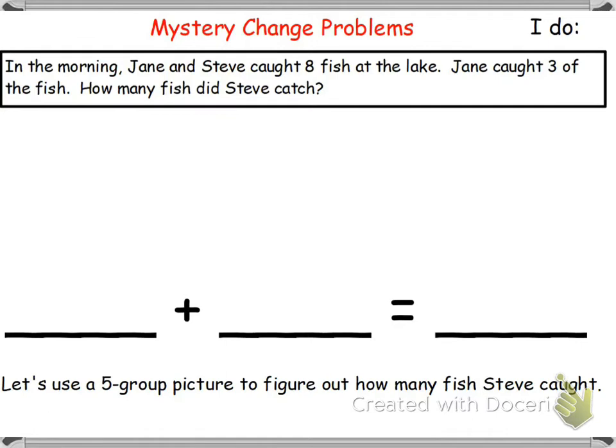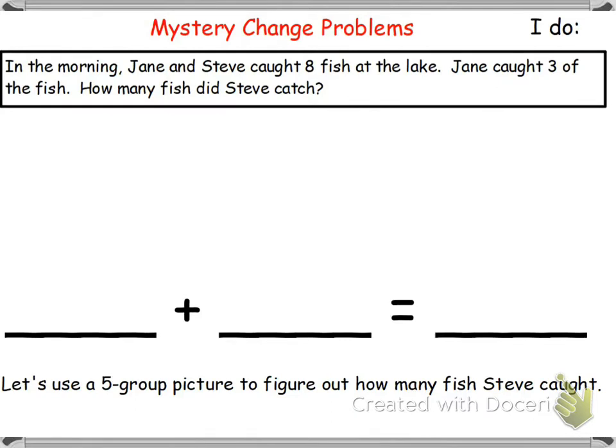So now let's read this again. Remember, I'm making this math movie in my brain. In the morning, Jane and Steve caught 8 fish at the lake. So I'm picturing Jane and Steve catching 8 fish at the lake. Jane caught 3 of the fish. So I'm picturing Jane holding up 3. How many fish did Steve catch? So now I'm picturing Steve with a big old question mark because I don't know exactly how many he has.